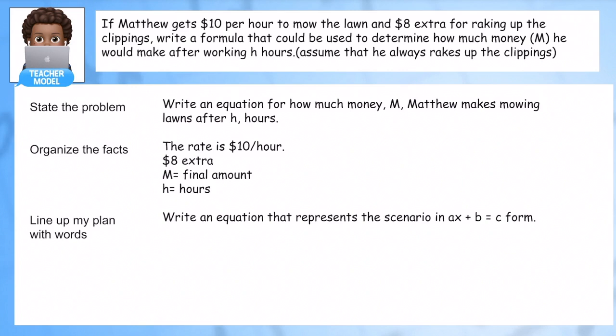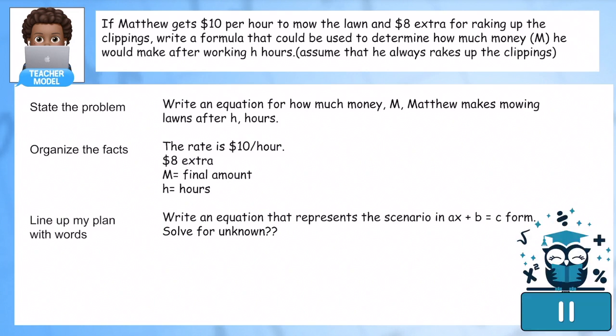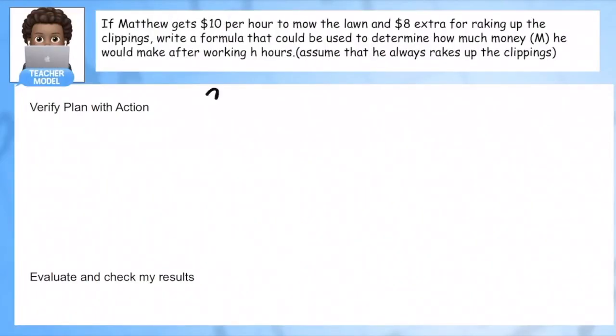So my plan is only to write an equation that represents the scenario, but we're going to have two unknowns in this problem. So we're not going to continue solving and working through an actual problem because we just don't have enough information. But hit pause so you can jot this plan out and see how I create the equation. Okay, we know the plan at this point. We want to write our equation in AX plus B equals C form.